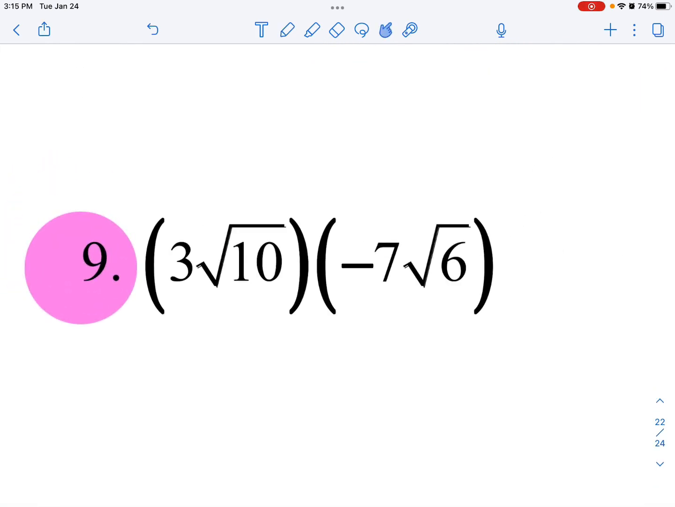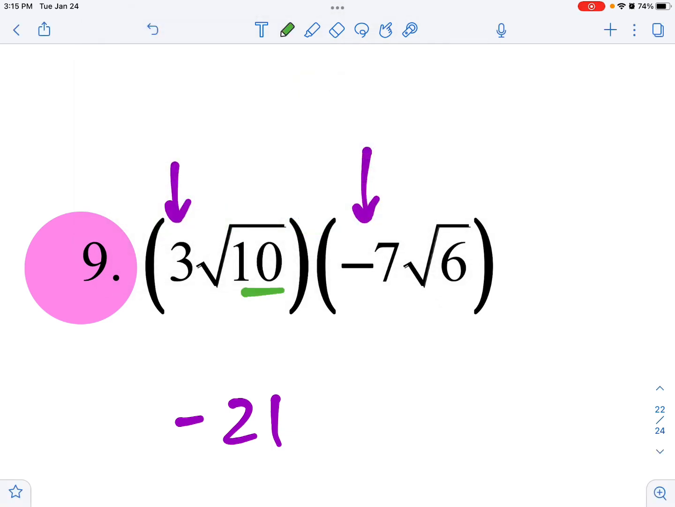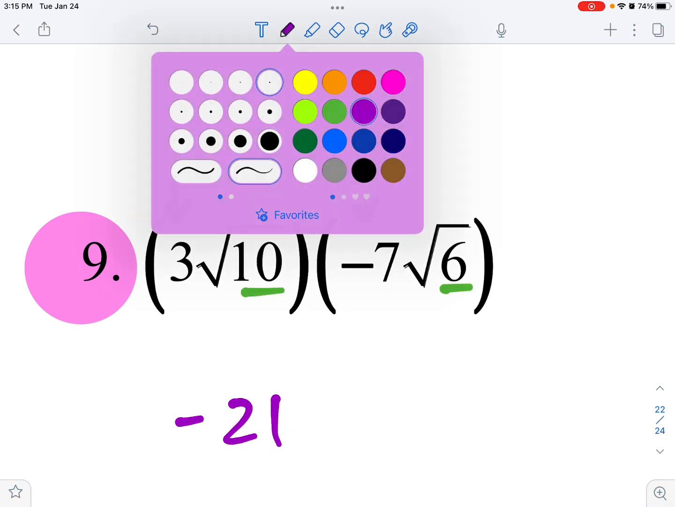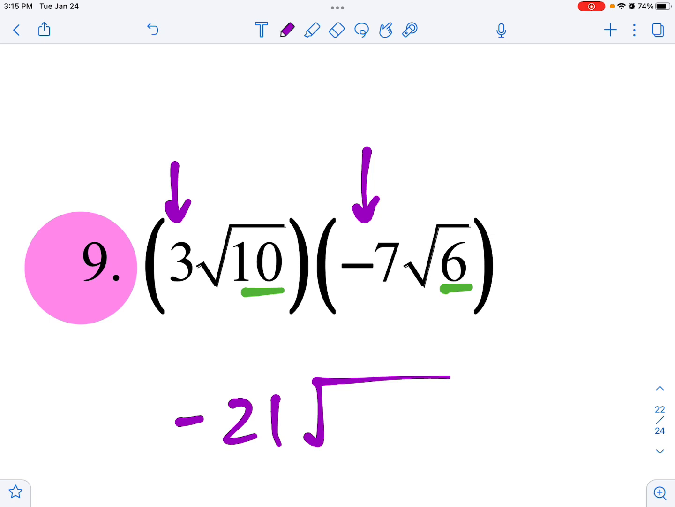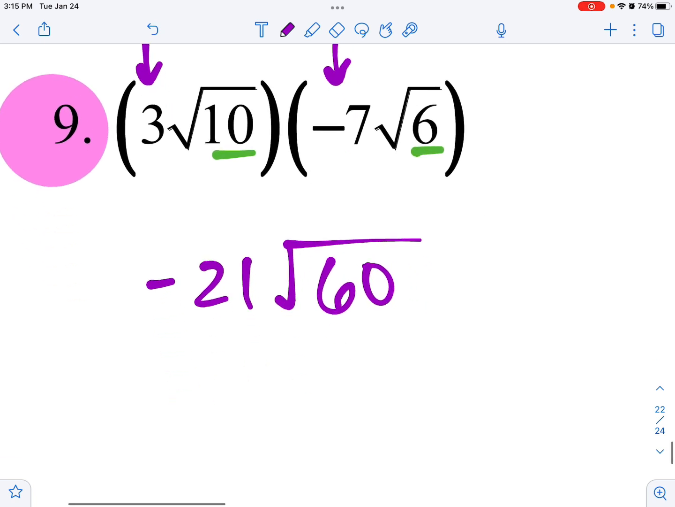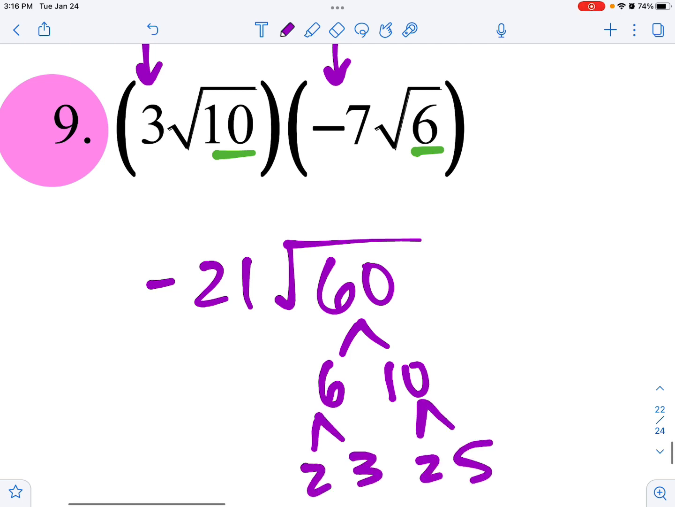When you're multiplying, this means multiply together when there's 2 parentheses like this. You're going to take the whole numbers that are outside of the radical. 3 times negative 7 makes negative 21. And you're going to take the numbers inside the radical and keep those inside the radical. 10 times 6 is 60. And I bet 60 breaks down. So I'm just going to do what I normally know how to do regarding radicals.